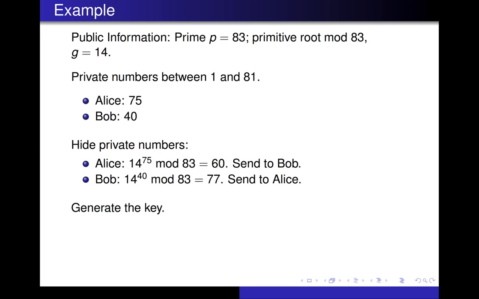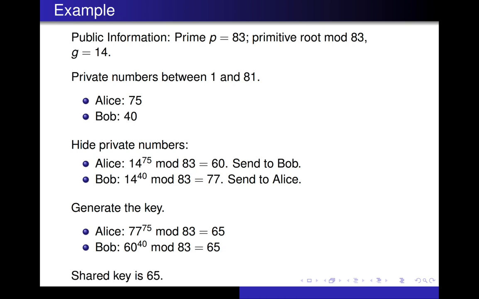So now that they're going to generate the key, now that Alice has the number 77, she's going to take that number 77 to her private number of 75, compute that mod 83, and she'll get 65. Bob is going to do the same thing in reverse. He's going to take the number that Alice sent to him, put his private number in the exponent, take that computation mod 83, and not surprisingly, he also gets 65. And that means the shared key between Alice and Bob is the number 65.